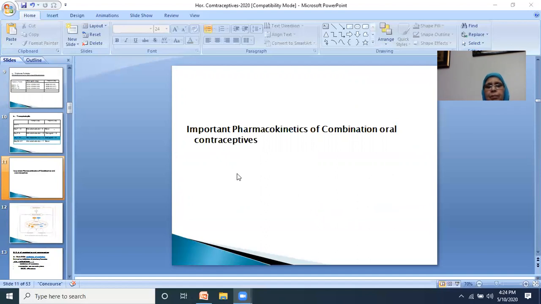Now a few important points regarding their pharmacokinetics. They are well absorbed from the GIT and pharmacokinetics of one hormone does not interfere with the pharmacokinetics of the other hormone. They are metabolized in the liver by cytochrome P450 enzymes. Enzyme inducers can affect it. They undergo enterohepatic recirculation and broad spectrum antibiotics can affect. We'll discuss this with drug interactions.